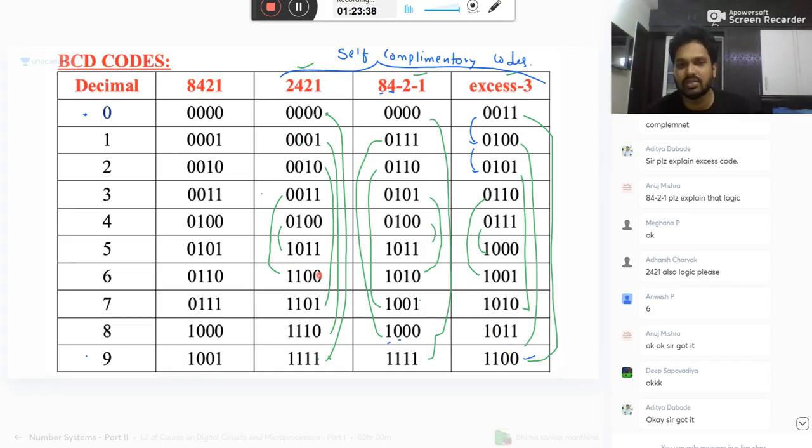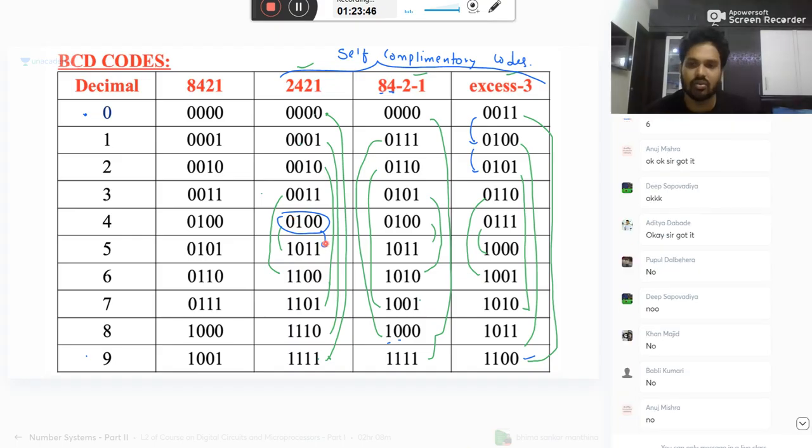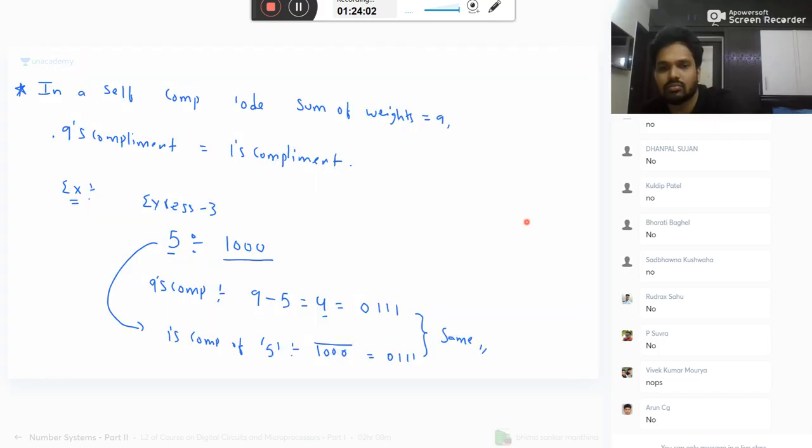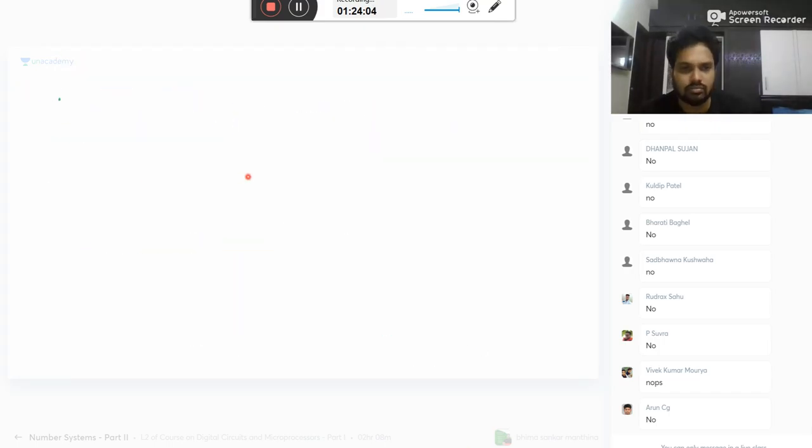But here, please see, if you add 1 to this number, will you get the next number? Please comment. No. These are not sequential. This one is sequential. So please listen for 1 minute. Sequential.